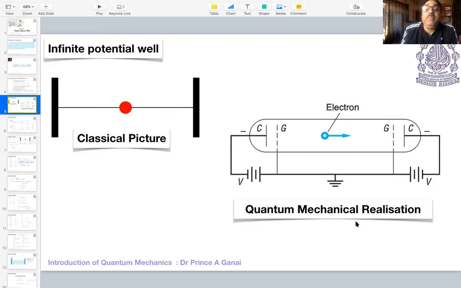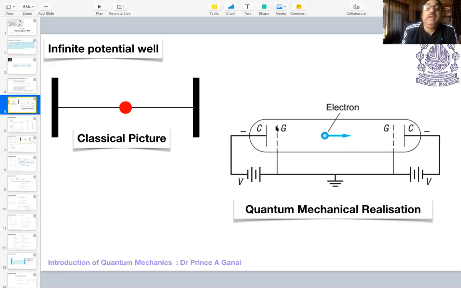Now, what is the quantum mechanical realization of the same problem? We have an electron that is free to move between two grids. Let me explain this arrangement. You see there's a cathode and a grid here, and this cathode is at a very large negative potential. The grid is at zero potential because it is grounded. The potential only exists between the grid and the cathode.